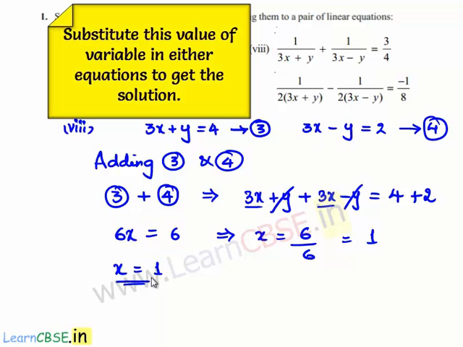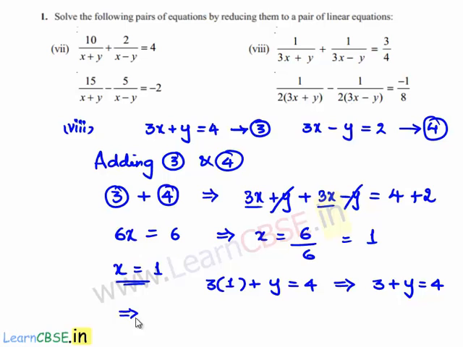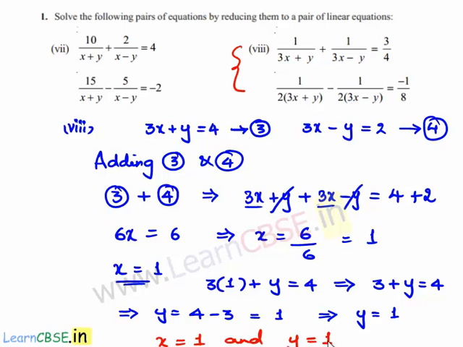Substitute the value of x, which is 1, in equation 3. We get 3x means 3 times of 1 plus y is equal to 4. This implies 3 plus y is equal to 4, which gives y is equal to 4 minus 3, which is 1. So we got the value of y as 1. Hence, the required solutions for the given set of linear equations are x is equal to 1 and y is equal to 1.